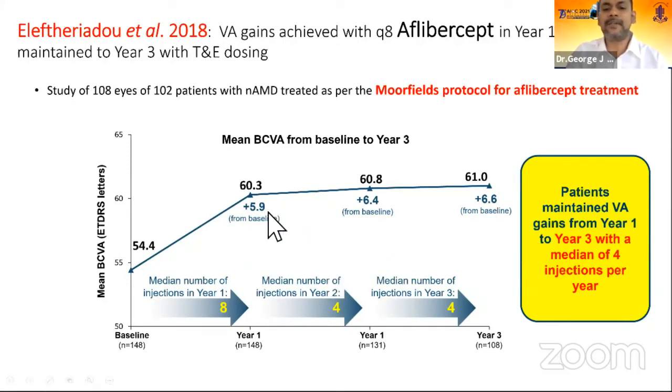So they saw that the visual acuity is maintained at the end of 3 years. After the initial 8 injections, in the subsequent years, the injections substantially come down to 4 injections. And at the end of 3 years, the vision is maintained.